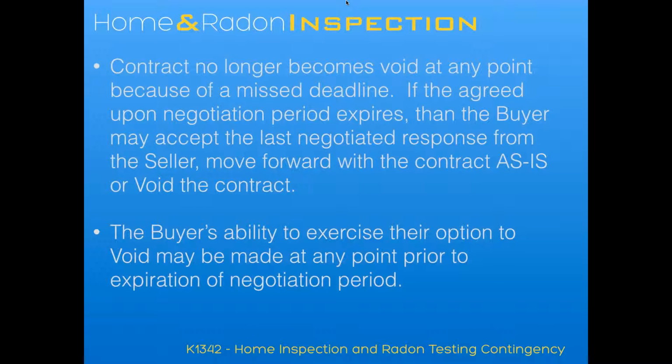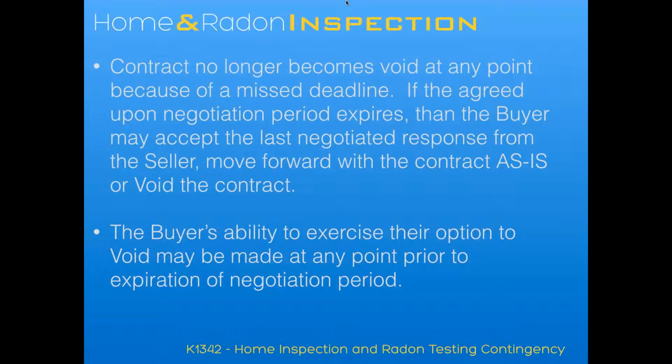Okay, so the contract doesn't become void, as I mentioned earlier, because of a missed deadline. I explained that already. And the buyer's ability to exercise their option to void may be made at any point prior to expiration of the negotiation period. So the buyer can anytime say, you know what, we're not happy that the seller is not responding to us. They've ignored us for 3 days. They haven't even, and this happens, the seller hasn't even acknowledged receipt or told us what they're thinking. All right, we're done. We're voiding.